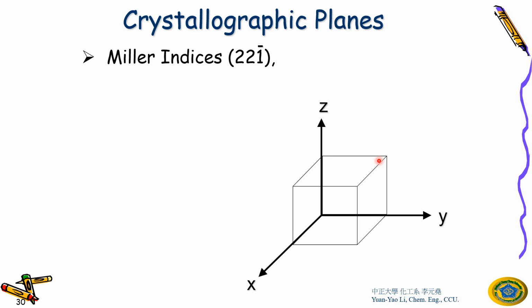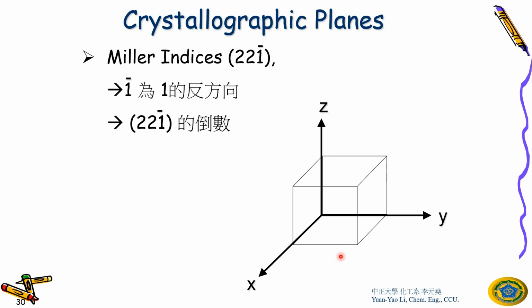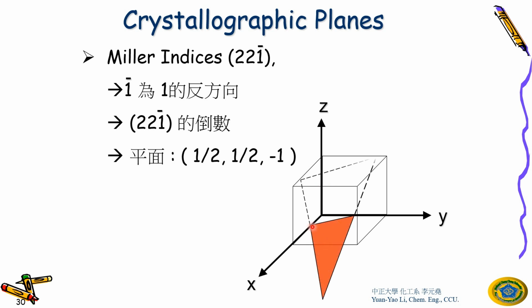How about this one? Parenthesis 2, 1 over bar, parenthesis. Again, reciprocal, right? Reciprocal is half of a, half of b, and minus 1. So half of a, half of b, and minus 1 in z. So this one, half of a, right? Of course, you can do the extension. Piece of cake, right? Easy.